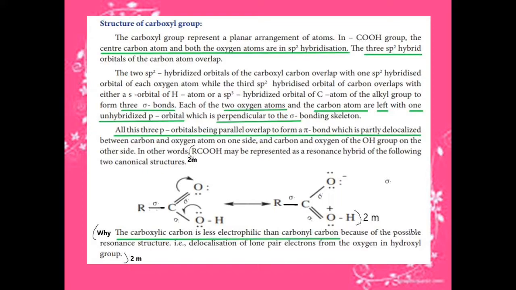The 2 oxygen atoms and also the carbon atom contain an unhybridized p orbital. Those unhybridized p orbitals are perpendicular to the sigma bonds. These 3 unhybridized p orbitals are parallel to each other. They form a pi bond. That pi bond is partially delocalized. So that is why we get 2 canonical structures.